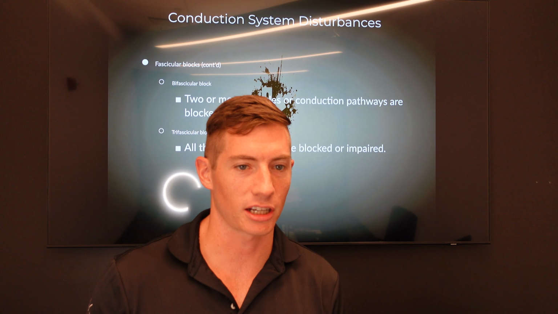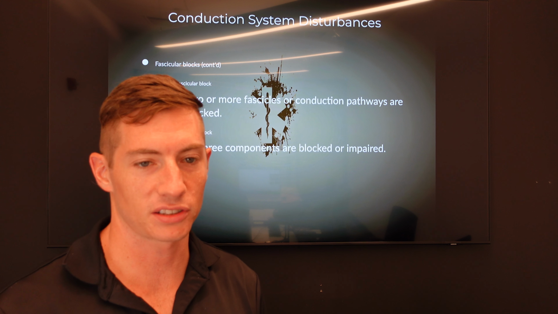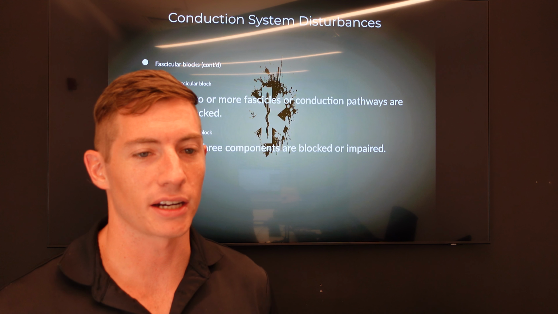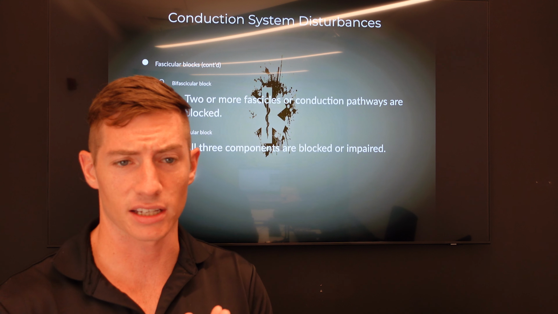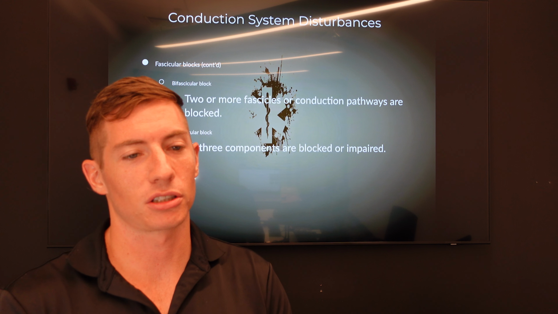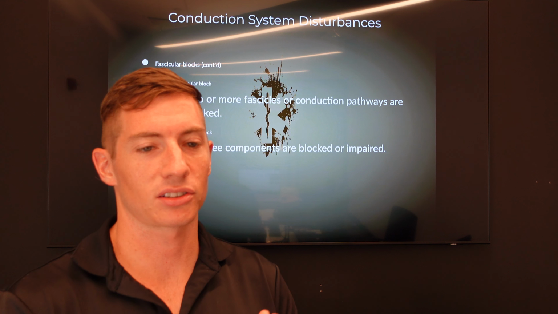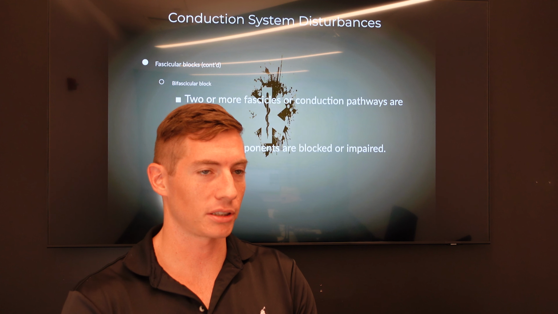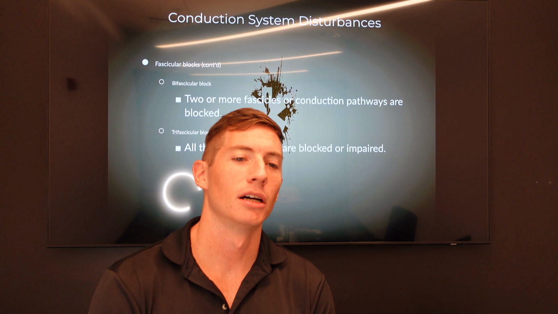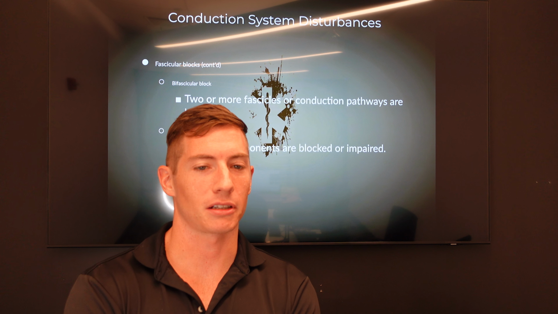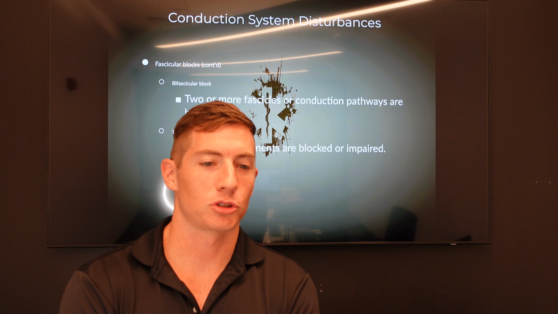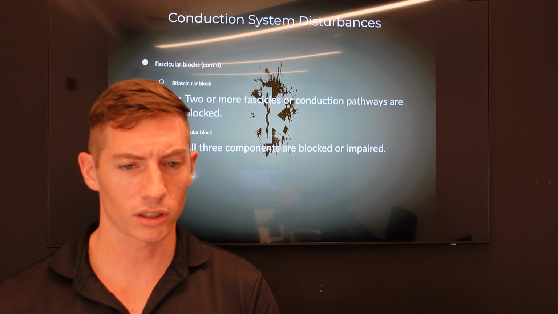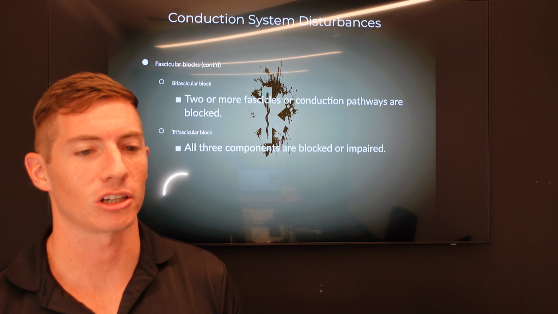Bifascicular block is a combination of two or more blocked fascicles or other conduction pathways. So a combination varies and produces different effects in different patients. Right bundle branch block and anterior hemiblock. Right bundle branch block and hemiblock. Anterior hemiblock and posterior hemiblock, left bundle branch. Trifascicular block is when all three components are blocked or impaired, with one component still occasionally providing AV conduction.